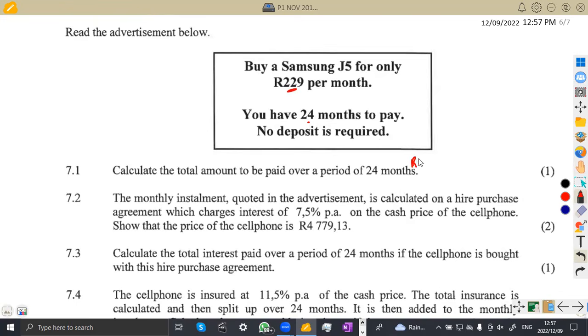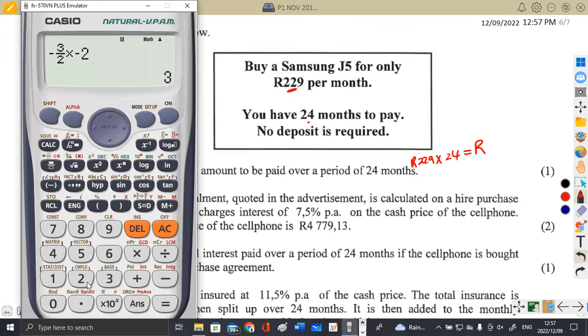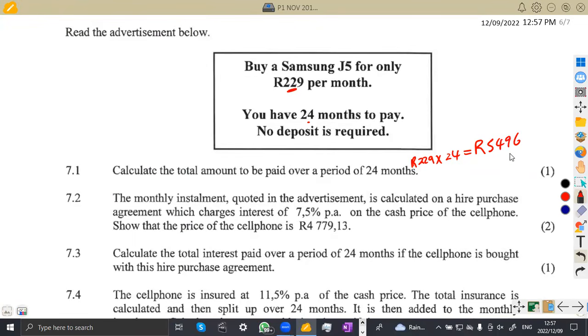So simply you're going to multiply 229 Rand by the number of months that you're going to pay, which is 24 months. So that's you and your calculator there, 229 multiplied by 24, which is something like 5,496 Rand. All right, so that's what we had.